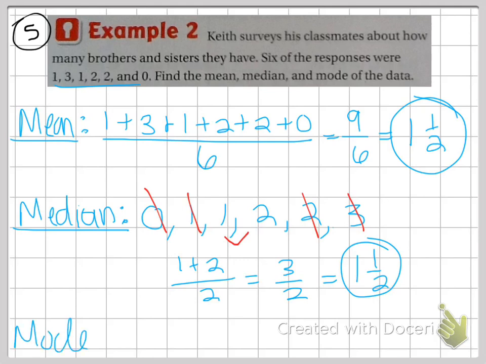In our mode, we're looking for values that are repeated most often. So in this set of values, we have 2 1s and 2 2s. They're both being repeated twice, so therefore we have 2 modes. We have the mode 1 and we have our value 2 both being repeated twice, so they both get listed as our mode. All right, here are your 2 practice problems.